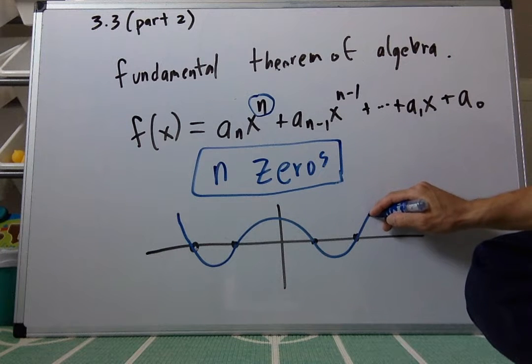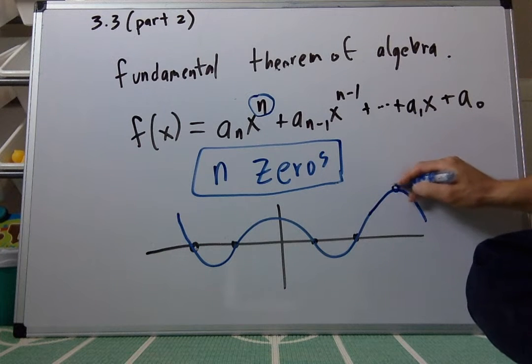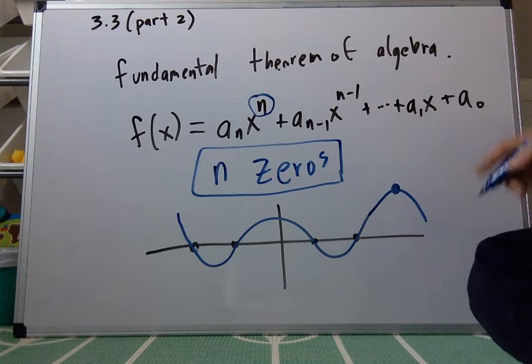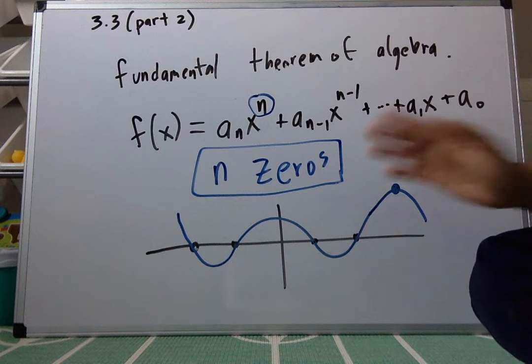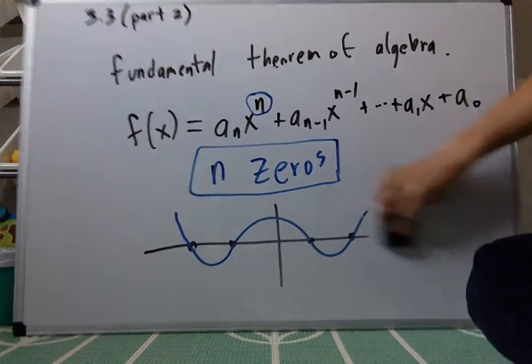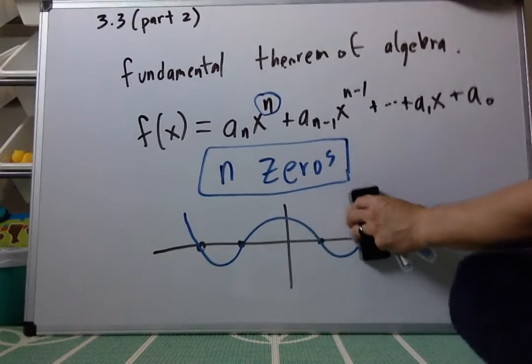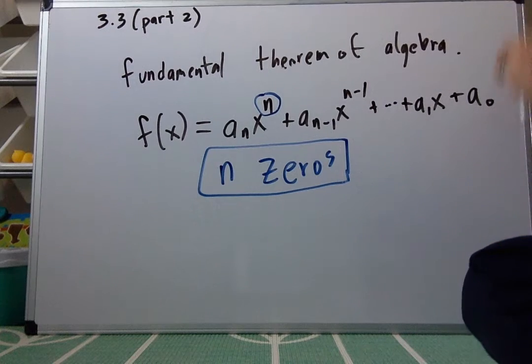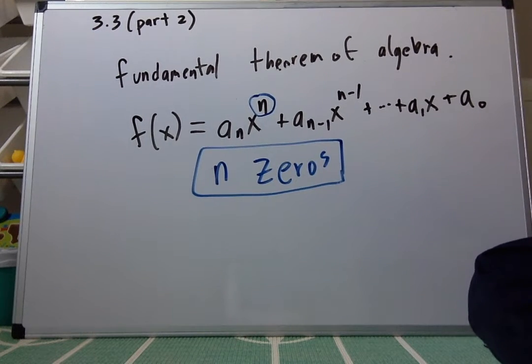Sometimes you can have a zero that's imaginary. So that's going to look like this, where you have some turnaround in the polynomial function, and it actually does not cross. That's a complex zero because it's an imaginary number. But anyways, don't worry too much about that. All we care about is the fact that if I have a polynomial of degree n, it's got n zeros. Those zeros could be complex or they could be real.